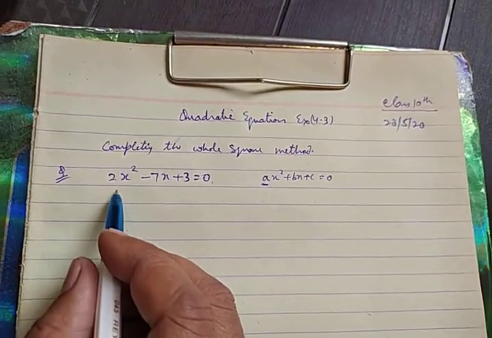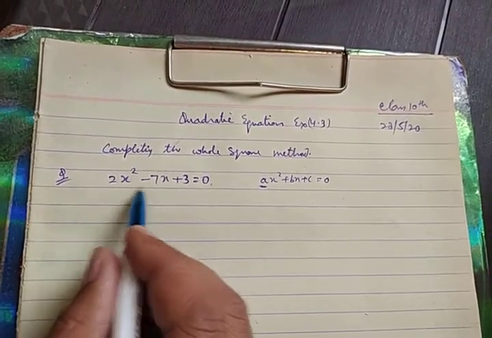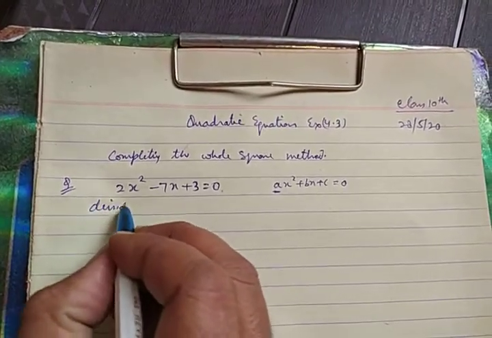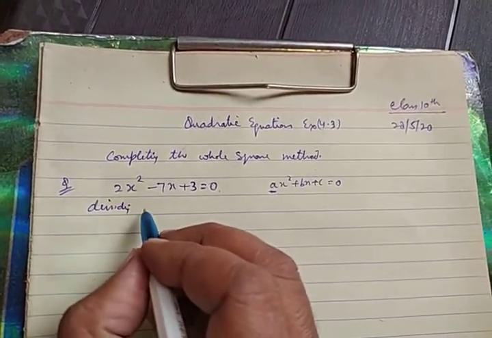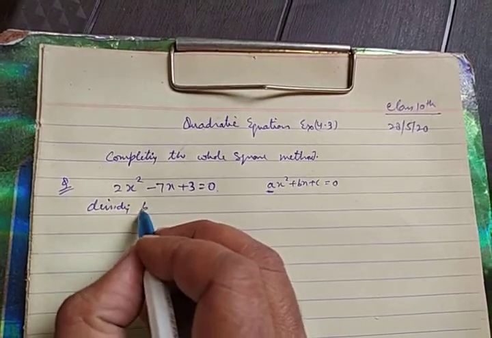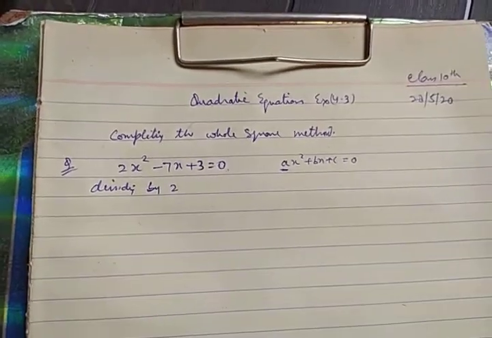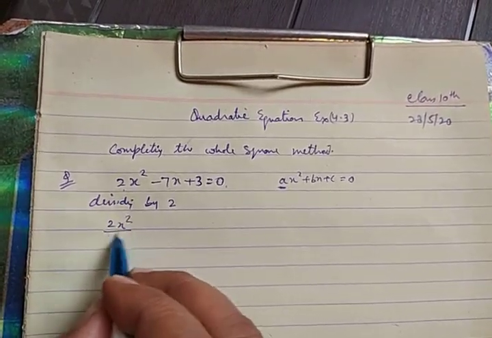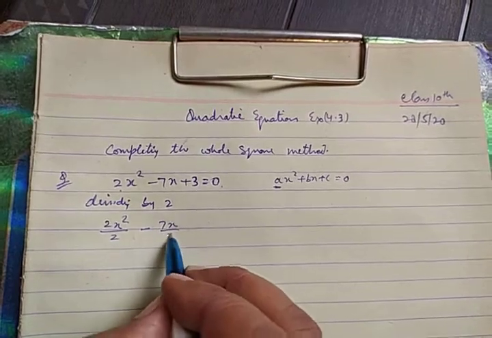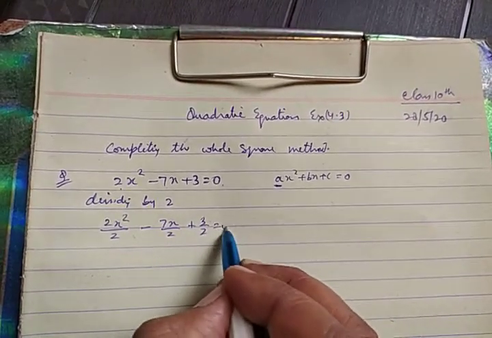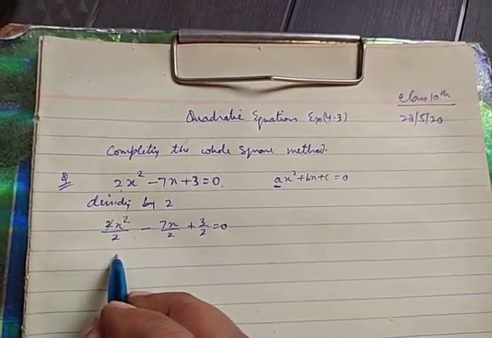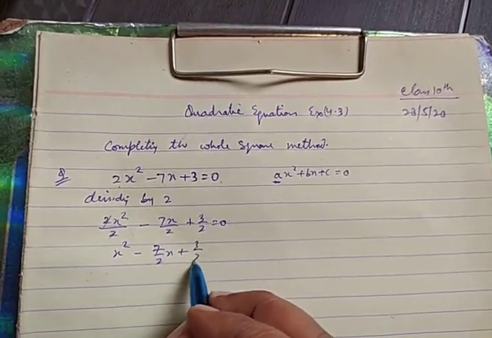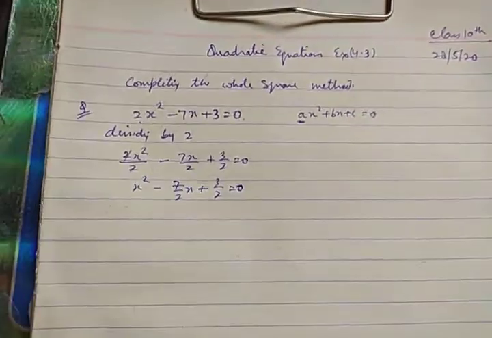The process is to divide this given equation by 2. Then you will write dividing by 2. Dividing by 2 means each term will be divided by 2. It means 2x square upon 2 minus 7x upon 2 plus 3 upon 2 is equal to 0. This 2 will be cancelled. x square minus 7 upon 2 x plus 3 upon 2 is equal to 0.